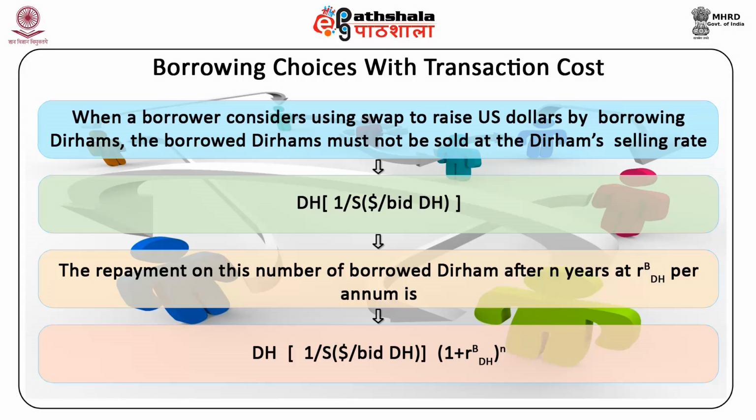This number of dirhams can be bought forward at the buying rate for dirhams, the forward rate of dollar per ask rate of dirhams, so that the number of dollars paid in n years for borrowing $1 today is the forward rate of dollar per ask rate of dirham, divided by the spot rate of dollar per bid rate of dirham, into 1 plus the borrowed rate of dirham whole raised to the power n.